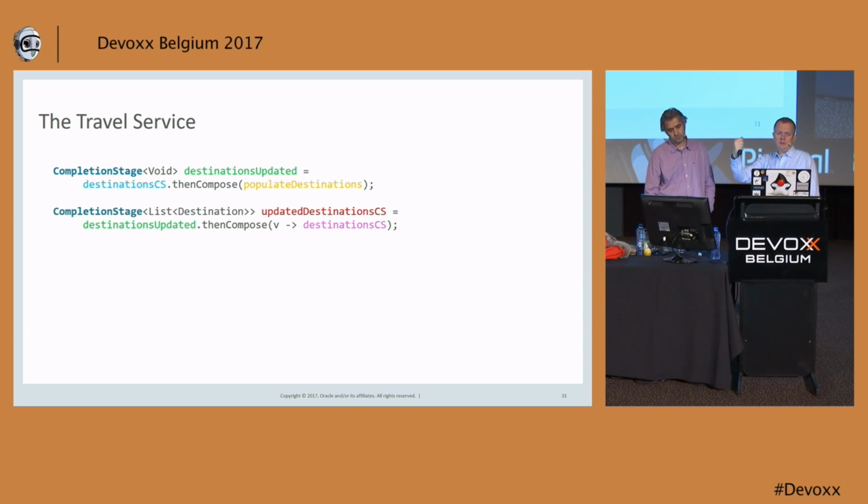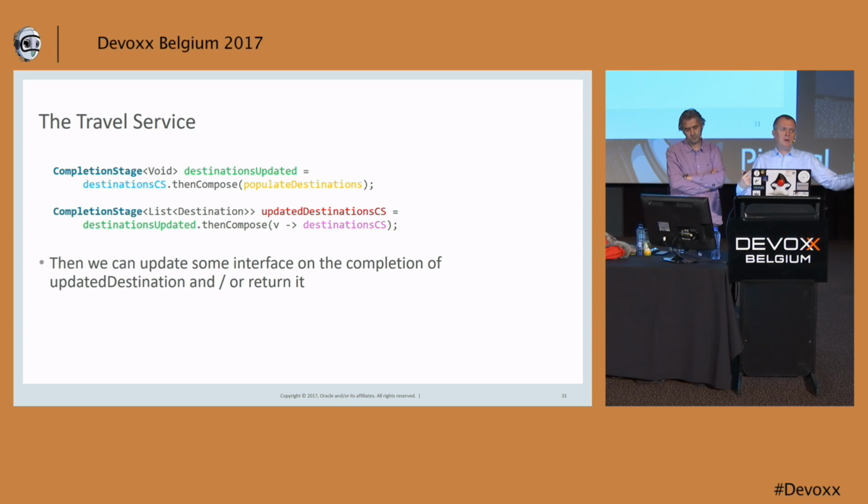Great. And then if I want, the problem is that this completion stage allOf returns a completion stage of void. And what I would like to have is a completion stage of list of destination. So here I'm just using a trick. I am further composing that with just this simple function that will return, in fact, the list of destination.